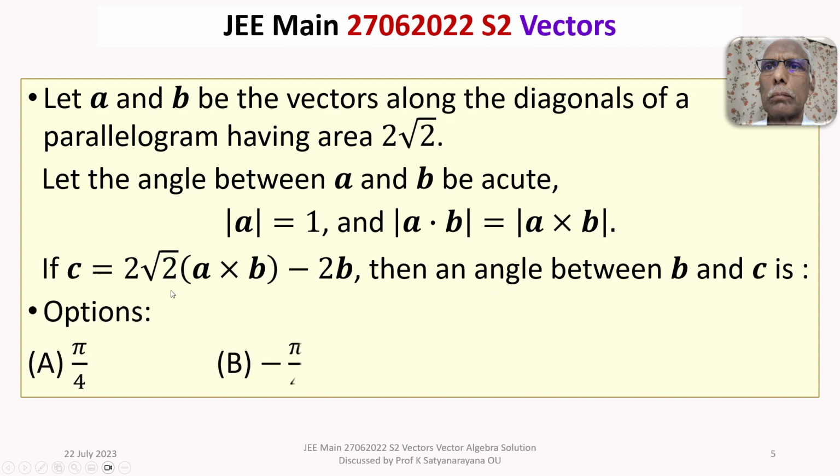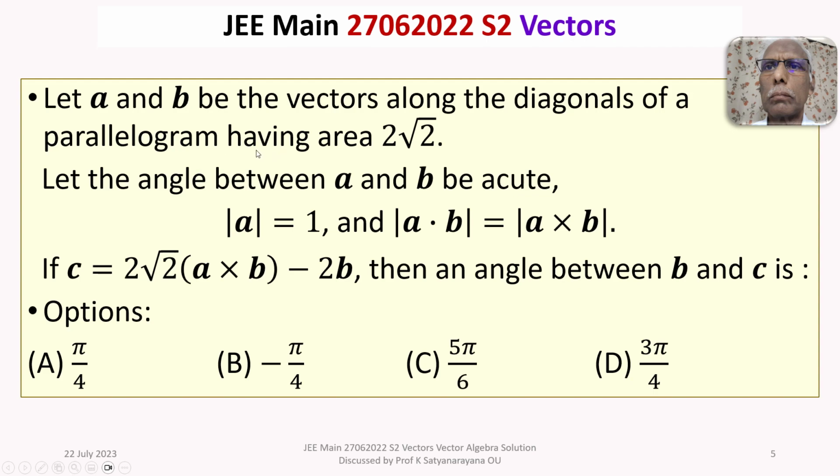we are given 4 options. Option A, pi by 4. Option B, minus pi by 4. Option C, 5 pi by 6. Option D, 3 pi by 4.